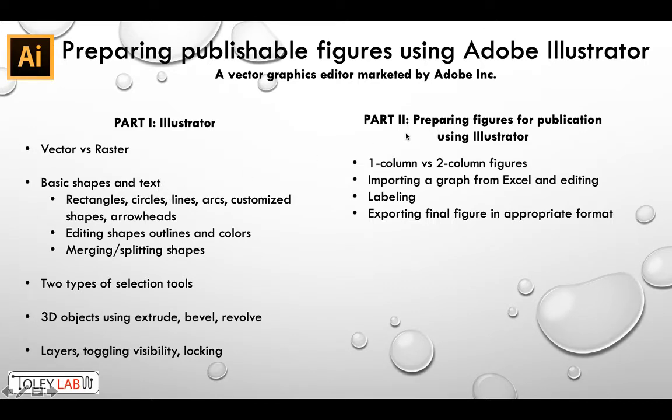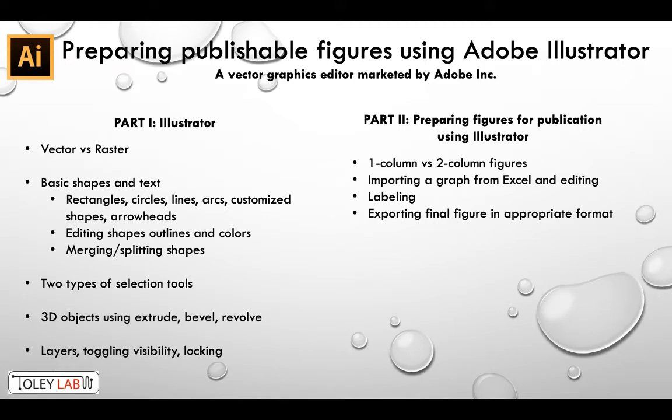Basically, by the end of the first part, you should be able to make figures or shapes and prepare text within Illustrator. And the second part is where we'll actually see how to use some of those tools to prepare figures. So if you have some research data, we will see how to make a one column or a two column figure, how to import a graph from Excel and insert it into Illustrator, and so on and so forth, finally exporting the figure in an appropriate format. So we'll go over all of those details.